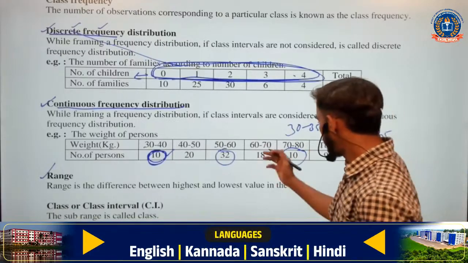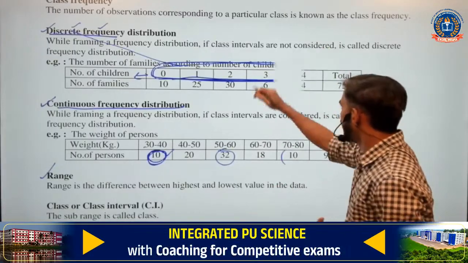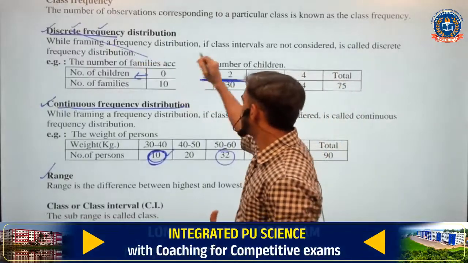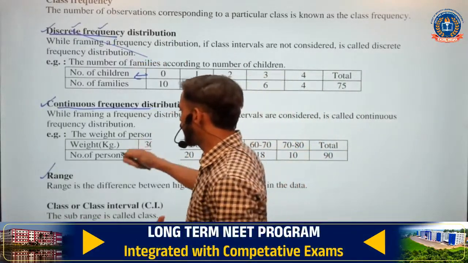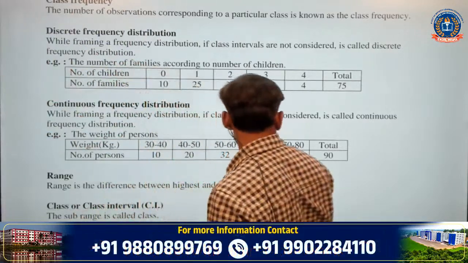Further, we'll see how we can construct these frequency distributions. I will show you that so that you will get an additional idea.